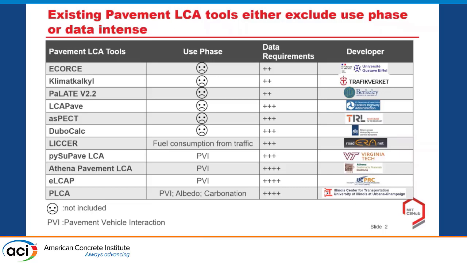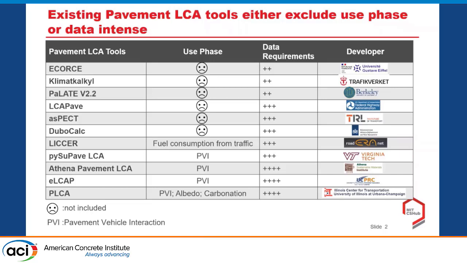And also, the most sophisticated tool right now was developed by UIUC. They developed this PLCA tool, which includes all the phases, all the components or sub-modules of the use phase, which are PVI, albedo, and carbonation. But obviously, this tool needs as much data as possible from the users. If you fail to provide sufficient data, it cannot give you an answer of the life cycle, because it needs fully specified data as the input.